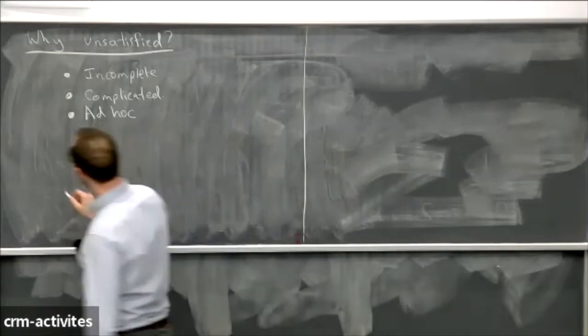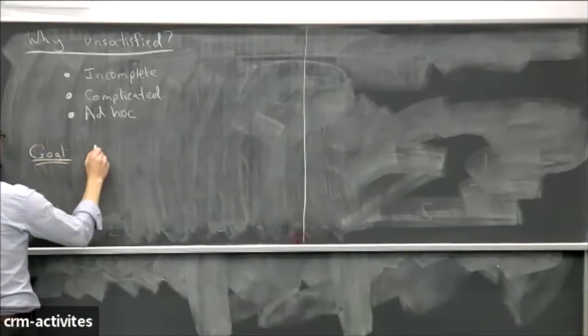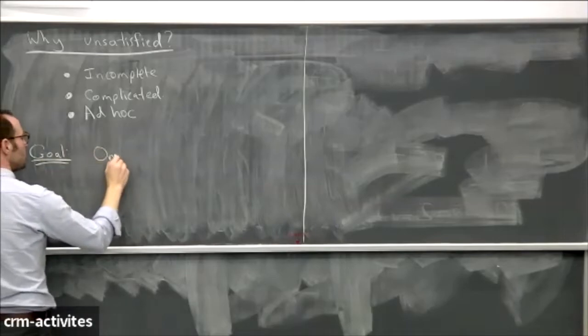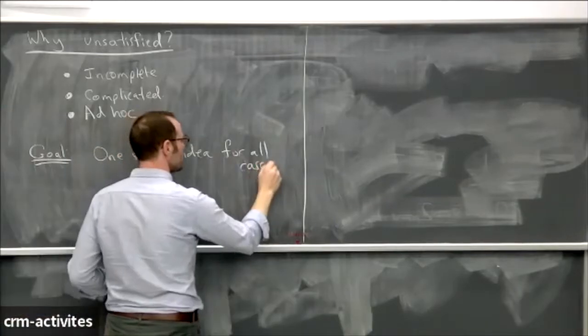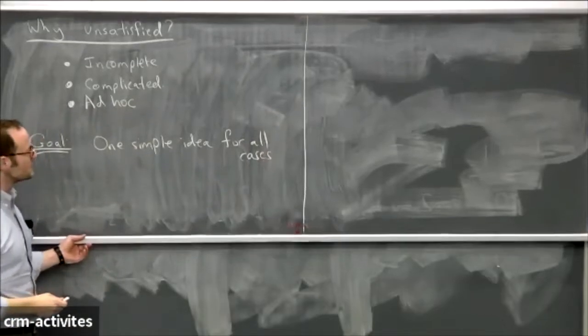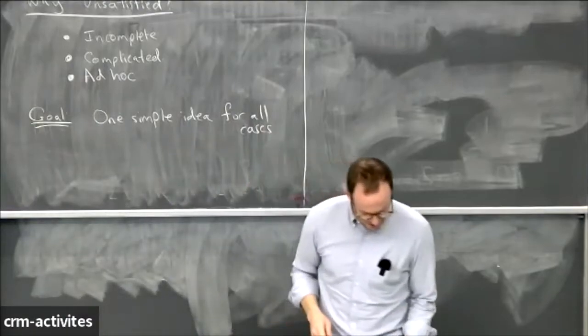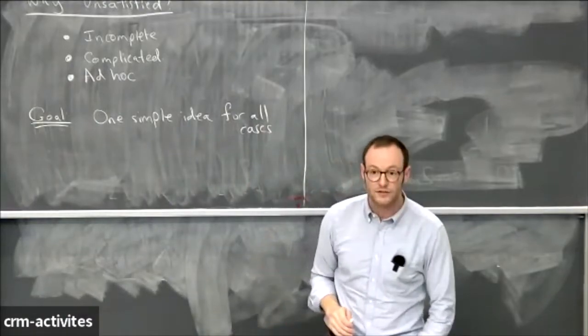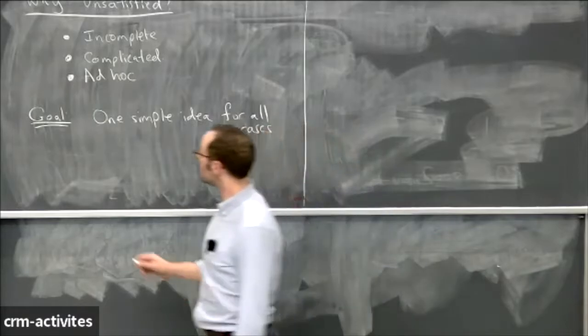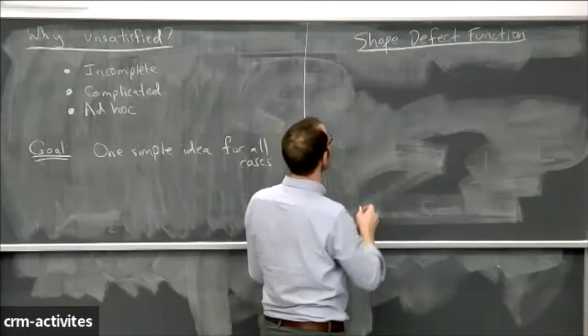And so that tells us that our goal for today is going to be one simple idea for all cases. So hopefully I'll give you the simple idea and you'll agree that it's simple and that it works for all cases. But again, I guess you can judge that for yourselves. All right, so that's the goal, and that's where the shape defect function comes in. So Lenya introduced this morning, but let me just say it again.